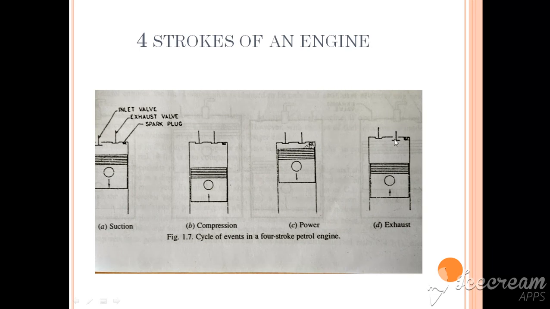You can see here in the compression and the power stroke, both the valves are closed, whereas in the inlet suction stroke, the inlet valve is open, and in the last exhaust stroke, the exhaust valve is open. So in the exhaust stroke, the exhaust valve gets opened, and as the piston moves from bottom dead center to the top dead center, the burnt gases are pushed out by the piston. This process is also known as scavenging, and all the burnt gases are thrown out to the exhaust manifold, and this process is carried out in the exhaust stroke. So there are four strokes of the engine.